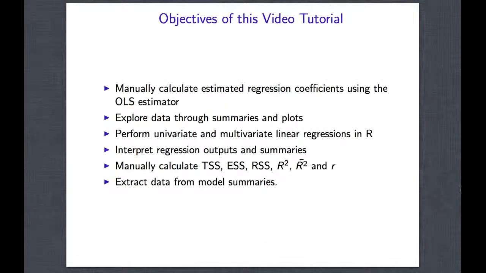The objectives of this video tutorial are that we'll be able to manually calculate estimated regression coefficients using the OLS estimator. We're going to explore data through summaries and plots. We're going to perform univariate and multivariate linear regressions in R. We're going to interpret those regression outputs and summaries. We're going to be able to manually calculate total sum of squares, explained sum of squares, residual sum of squares, and R squared, adjusted R squared, and correlation coefficient R. And we're going to be able to extract data from model summaries.